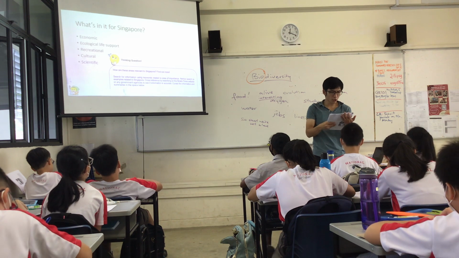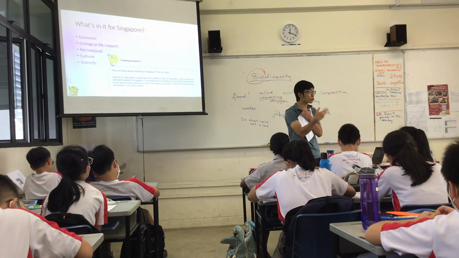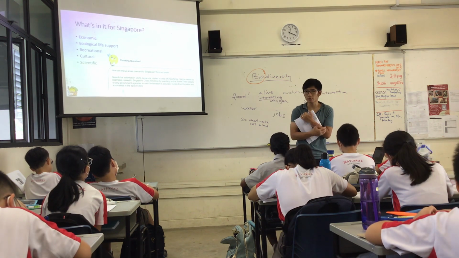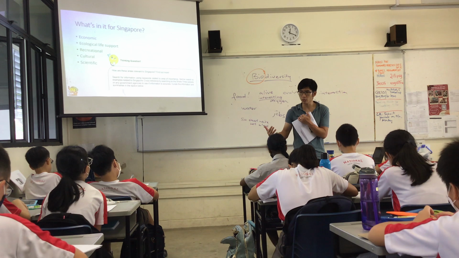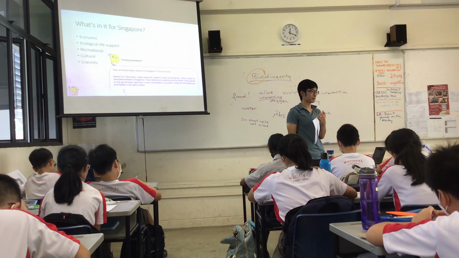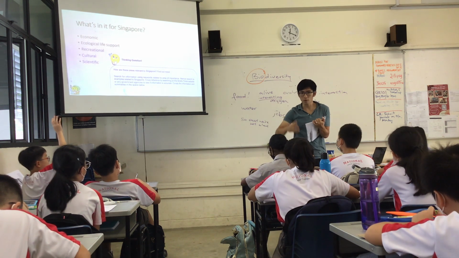Second, ecological life support. It provides us with a lot of natural resources. Someone brought up oxygen earlier on. Without this biodiversity, we cannot live because we don't have these raw materials anymore. Take away plants, we don't have oxygen. Take away all the trees, right? Our river streams, we run dry.